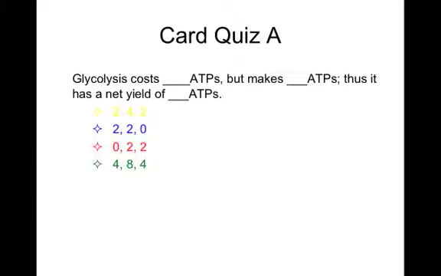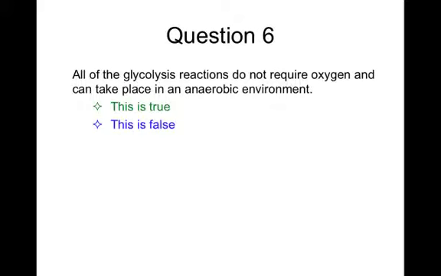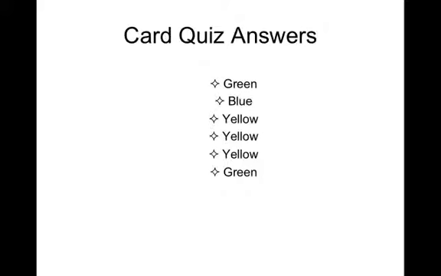Glycolysis costs this many ATPs, but makes blank ATPs, and thus it has a net yield of blank ATPs. All of the glycolysis reactions do not require oxygen and can take place in an anaerobic environment. All the glycolysis reactions. Is this true or is it false? Here are your answers.